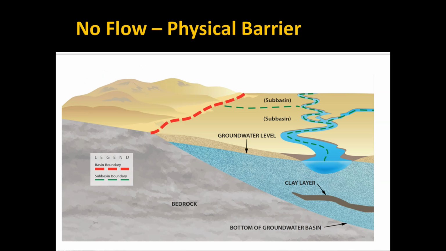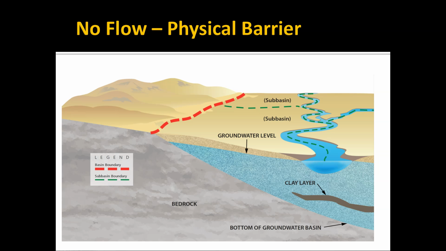Okay, now let's look at a series of no-flow boundary conditions, the most simple of which would be a physical barrier of some kind. In the example shown here, we have a bedrock outcropping on the left side of the model. We're simulating flow in this basin. The bottom of the basin is bedrock, and then that eventually outcrops on the left side, so that becomes a no-flow boundary.